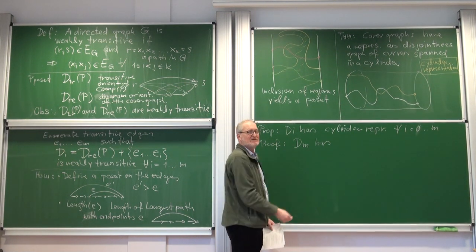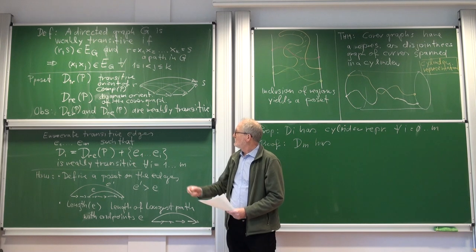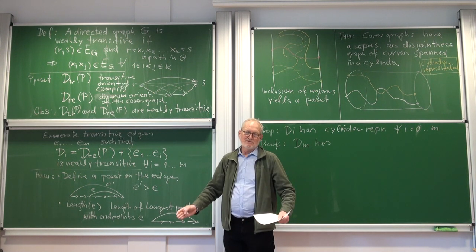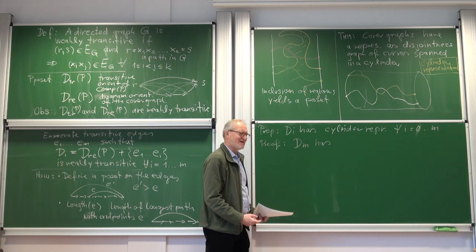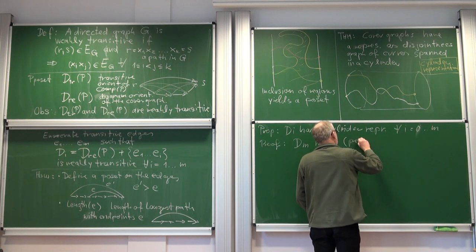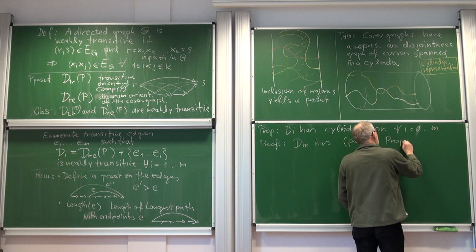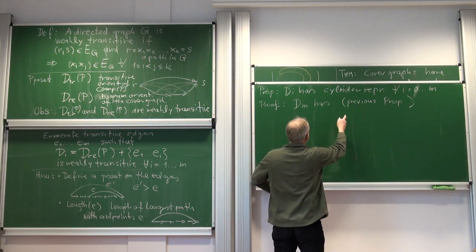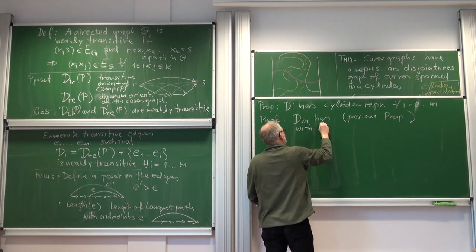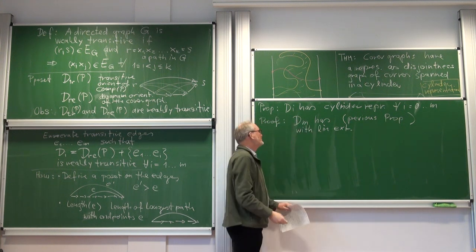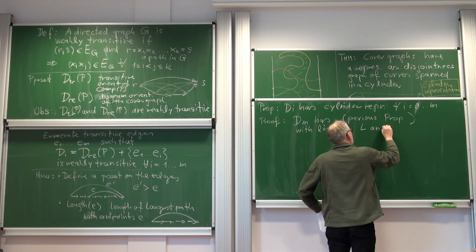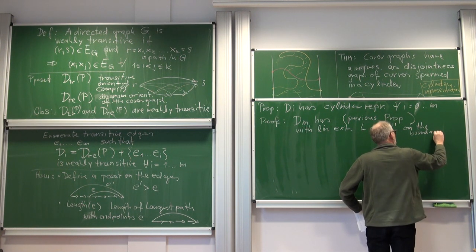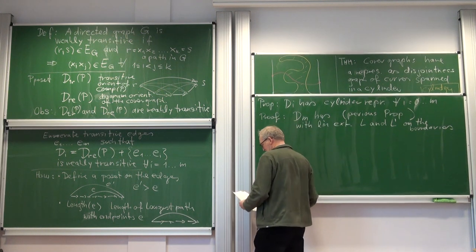This is the proposition that I just erased. We are talking about a comparability graph, and this is a disjointness graph of curves between two lines, and you can close the lines and have a representation on the cylinder. This was a previous proposition, and now actually we have such a representation with linear extensions L and L prime on the boundaries.